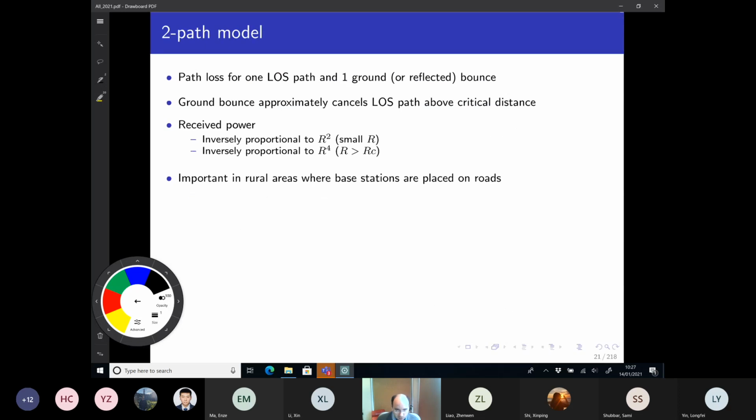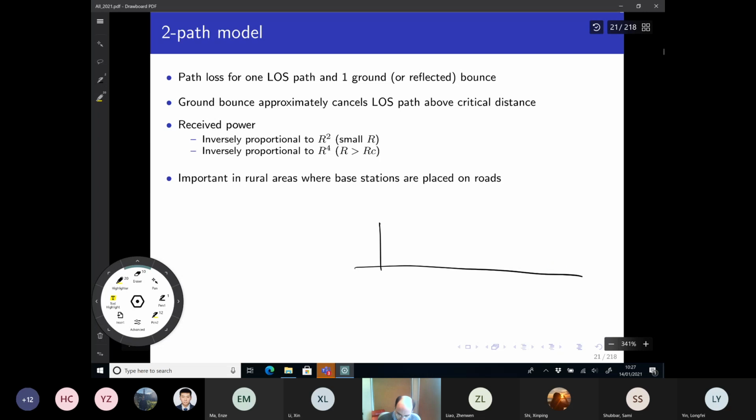Right, so the two-path model, what is the two-path model? It simply says the following. Imagine I have a receiver here, I'm here with a phone, and I have a transmitter here. I may have a path that is a direct path to the receiver, and I may have reflections here. And imagine I have only those two paths.